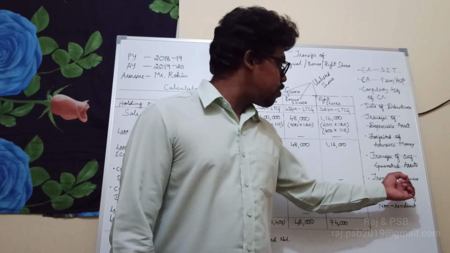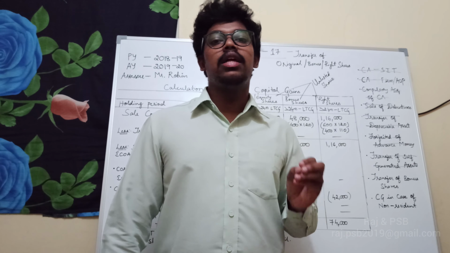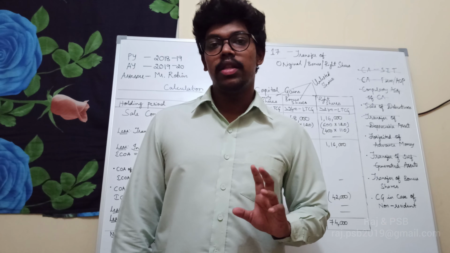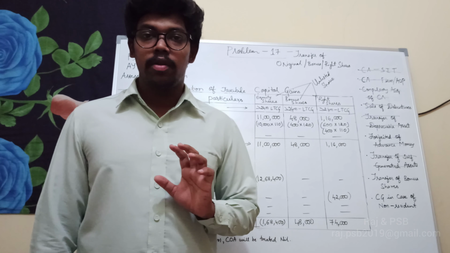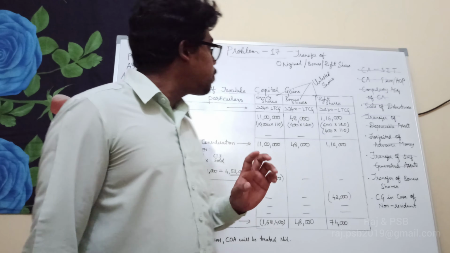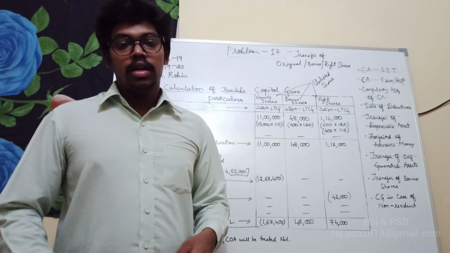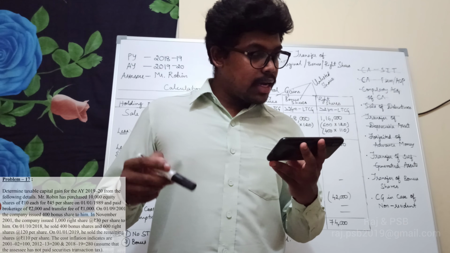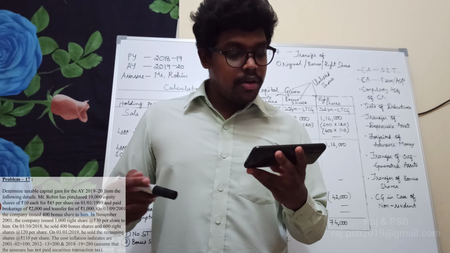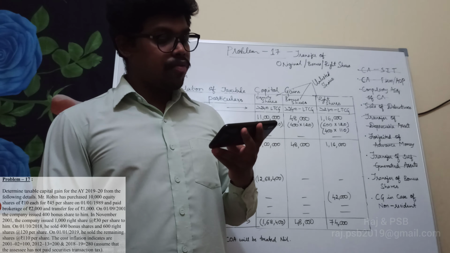ನೆಕ್ಸ್ಟ್ ಟಾಪಿಕ್ ಇಸ್ ಟ್ರಾನ್ಸ್ಫರ್ ಆಫ್ ಬೋನಸ್ ಶೇರ್ಸ್ ಆರ್ ರೈಟ್ ಶೇರ್ಸ್. ಈ ತರ ಶೇರ್ಸ್ ಏನಾದರೂ ಟ್ರಾನ್ಸ್ಫರ್ ಆದ್ರೆ ಹೌ ದ ಟ್ಯಾಕ್ಸ್ ಕ್ಯಾಲ್ಕುಲೇಷನ್ ವಿಲ್ ಬಿ ಅಂಡರ್ ಕ್ಯಾಪಿಟಲ್ ಗೇನ್ಸ್ ಅಂತ ನೋಡೋಣ. ಸೊ ಪ್ರಾಬ್ಲಮ್ ನಂಬರ್ 17 says determine the taxable capital gain for the assessment year 2019-20 from the following details.